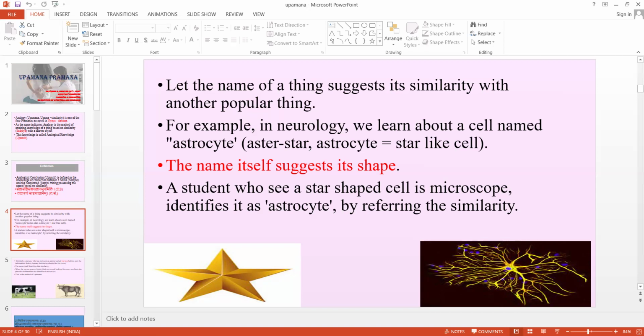But when you are looking through a microscope, you see a cell which is similar to a star. At that time you recollect what is written in the textbook: astrocytes look like stars. So you are getting the knowledge. That knowledge is Sadrishya Jnana. Sadrishya Jnana is nothing but Upamana Pramana. So you are getting knowledge by similarity only.